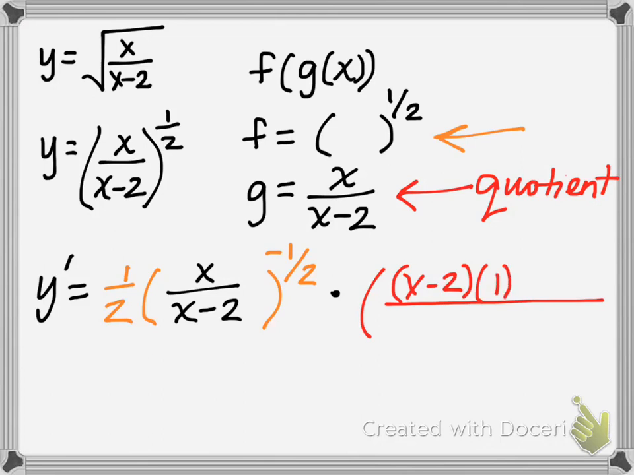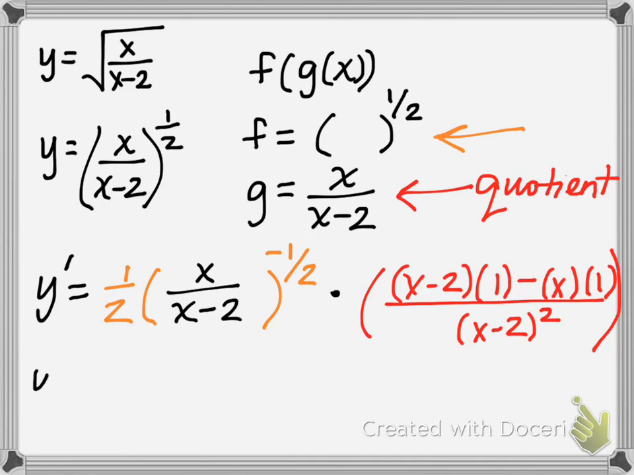So that's low d high minus the function in the numerator, which is x, times the derivative of the function in the denominator. The derivative of x minus 2 is just 1. So that's low d high minus high d low, all divided by the denominator function squared. So we'll divide by x minus 2, the quantity squared.